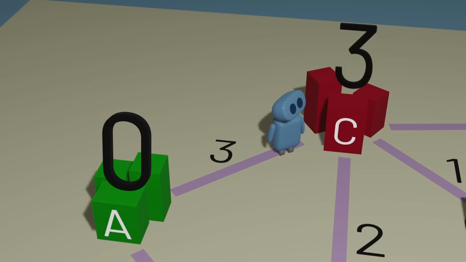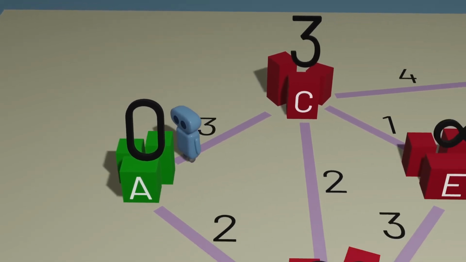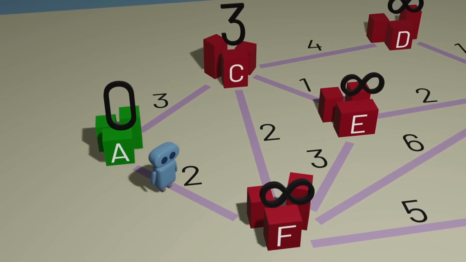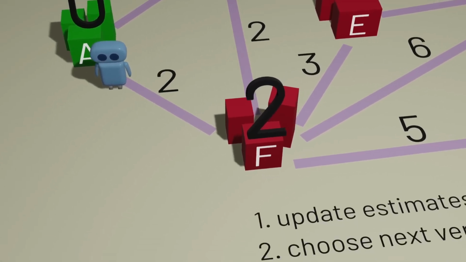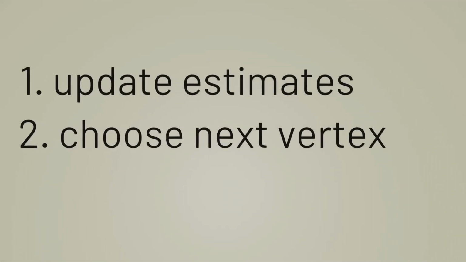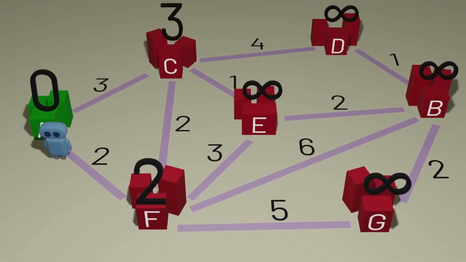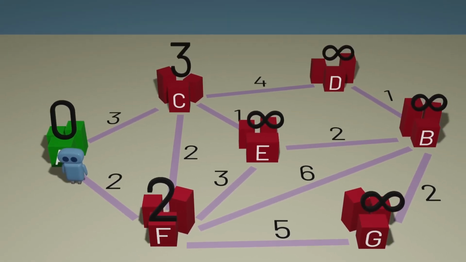And we can do something similar for town F. We can get there in 2 minutes, so we will update our estimate. After we have considered all possibilities, roads connected to town A, we are done with this step. And now, the next step is choosing which town to explore next. And the rule is quite simple. The town we will explore will be the unexplored town with the smallest estimate.